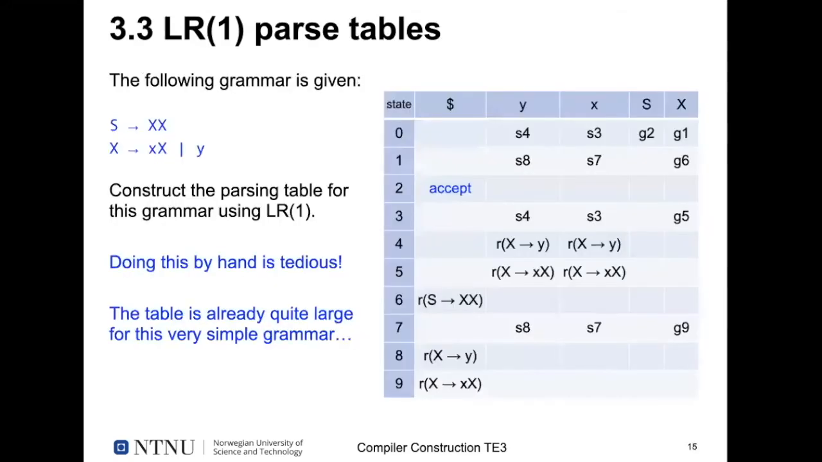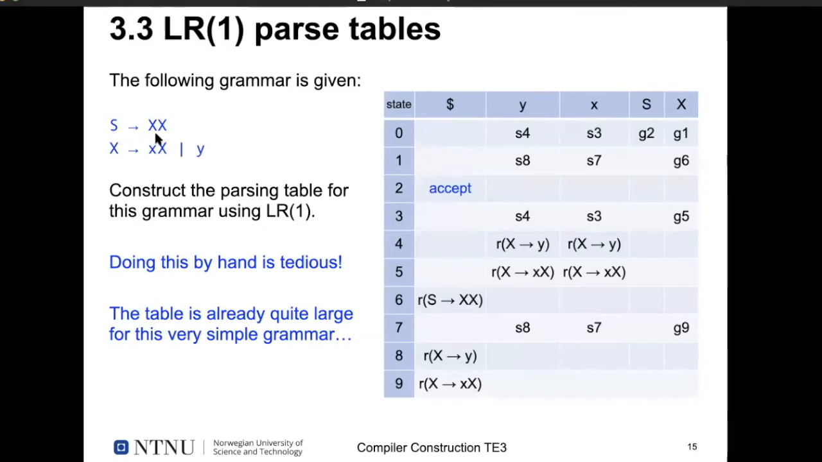Okay, so finally, we had a simple grammar here, and you were asked to construct the parsing table for this grammar, which had just these three rules. S would derive two non-terminal x's, and our non-terminal x would either derive a terminal x and a non-terminal x, or a terminal y. And if you tried constructing this parsing table, you found out it's very tedious.